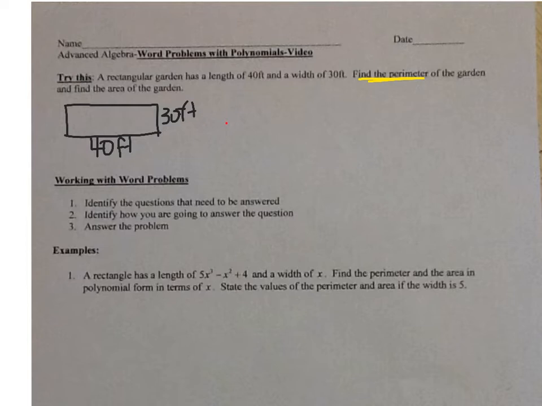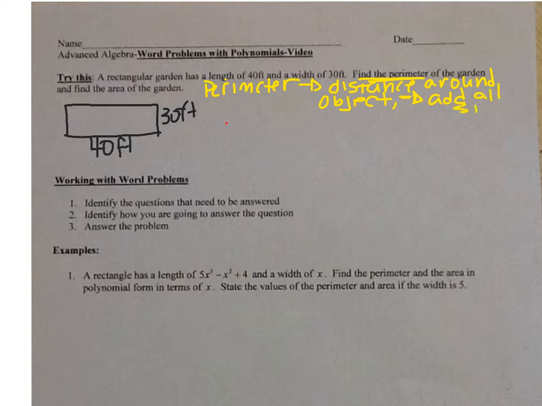So hopefully you remember perimeter is the distance around an object. And how do we find this? Well, what we do is we add all the sides. Okay, so let's do that.